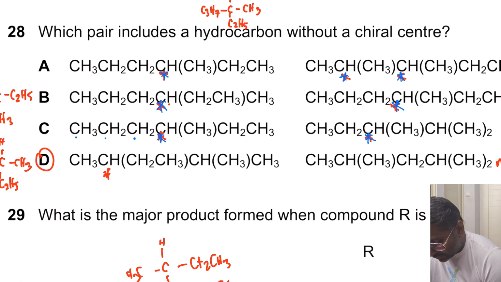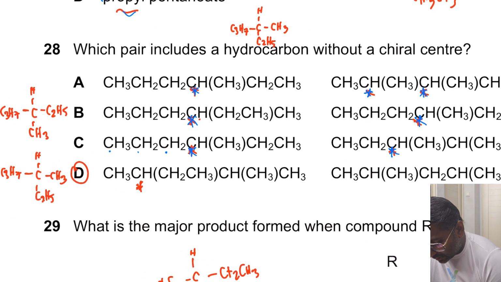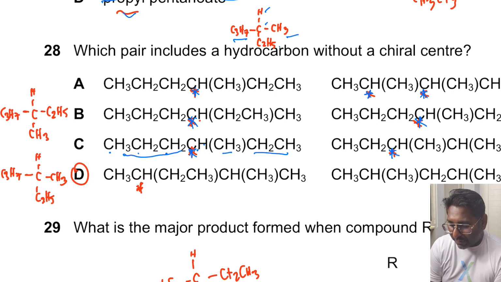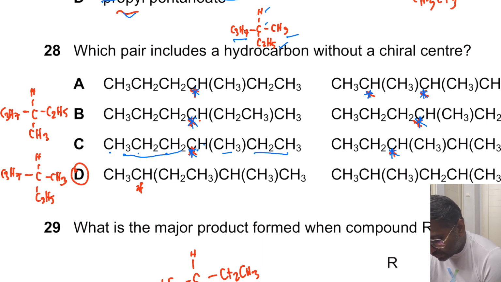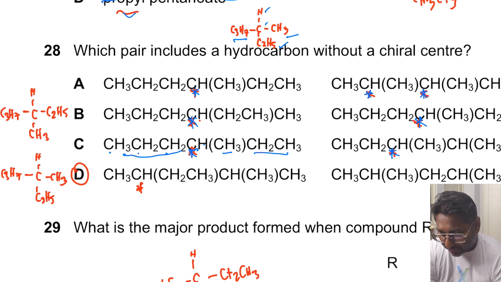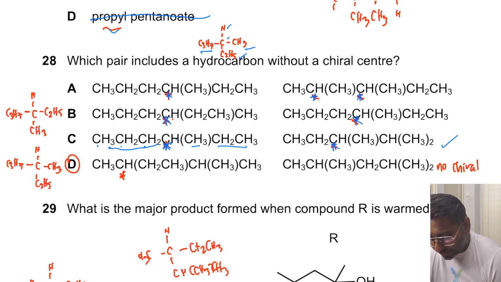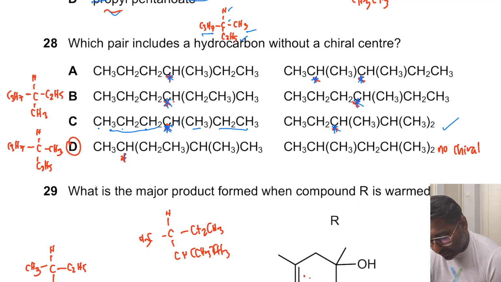So for example, this CH, and then this entire group, I just put it over here, and then there is CH3, and then CH2, which is C2H5. You see 4 different groups, so I find out that this is going to be a chiral center. You do the same thing. You will notice that all these combinations have a chiral center, except for this one, which does not have any chiral center.